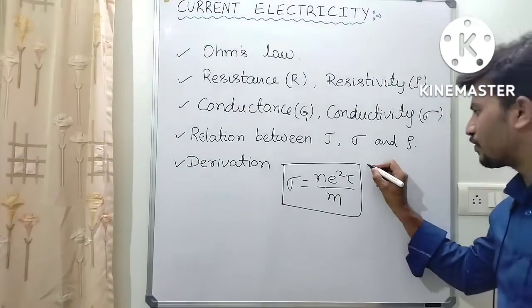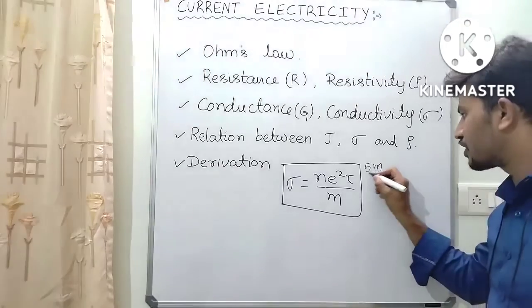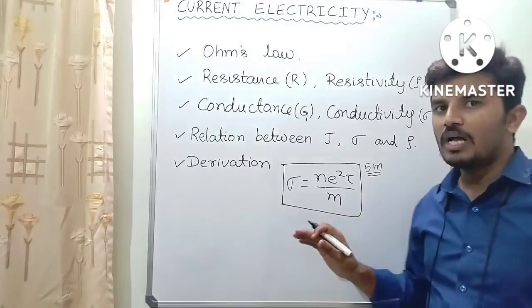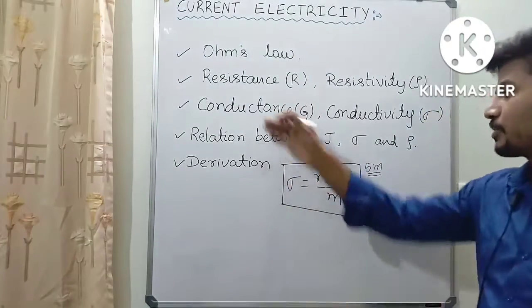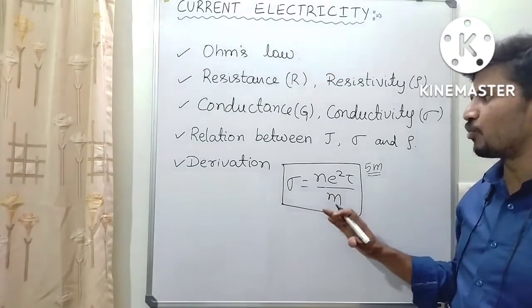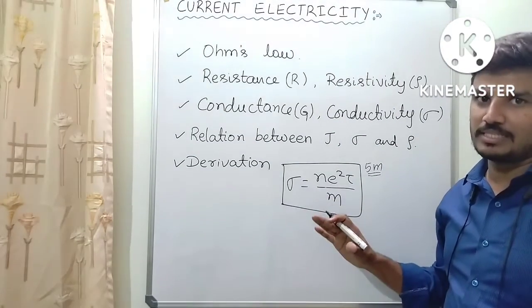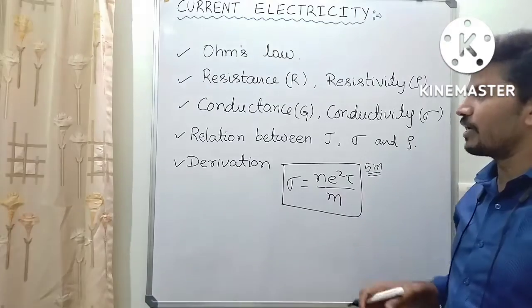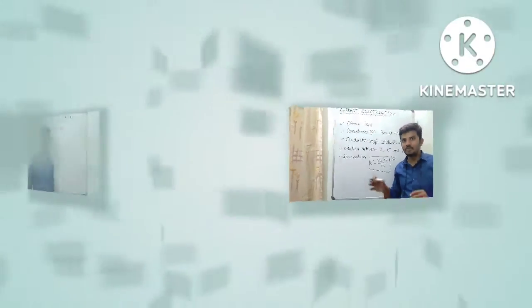This is one of the most important derivations in this chapter. This is the first derivation I am going to do in this chapter for 5 marks. This is very important for board examination, Second PUC science, especially in physics. So without wasting time, let us jump into the video.